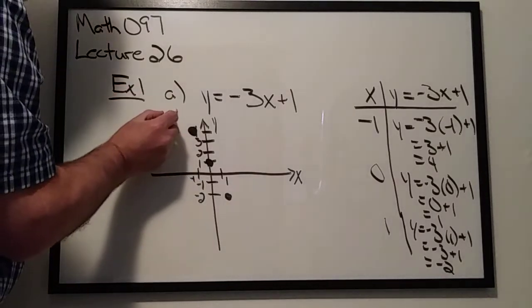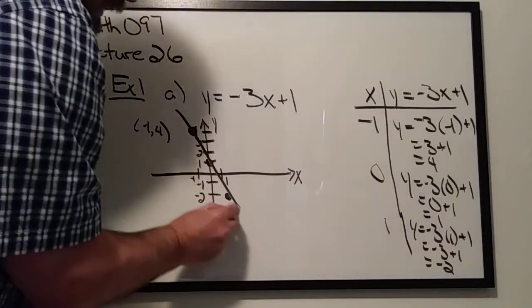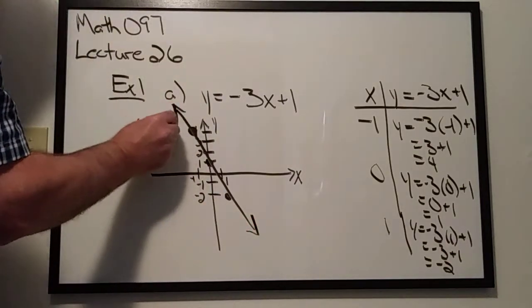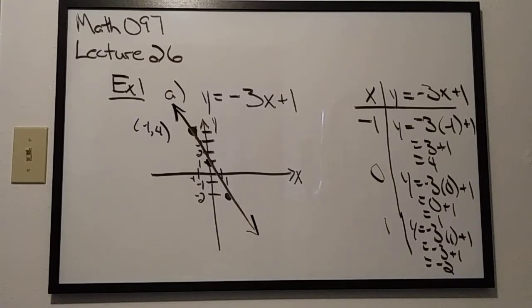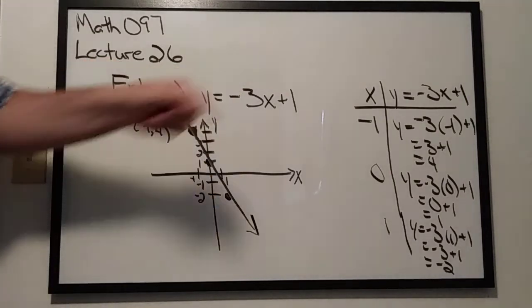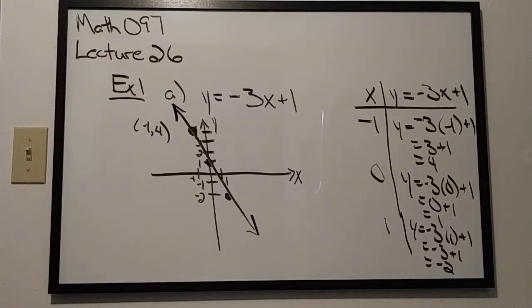The last step on this particular problem is to draw the line. So draw the line that goes through all 3 of those points, and we have now graphed y equals negative 3x plus 1 by plotting points.